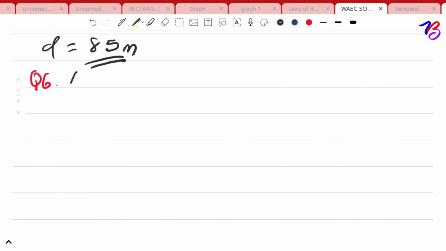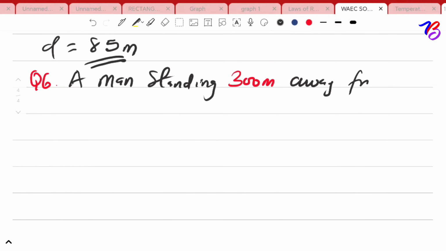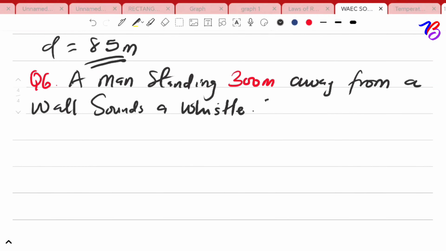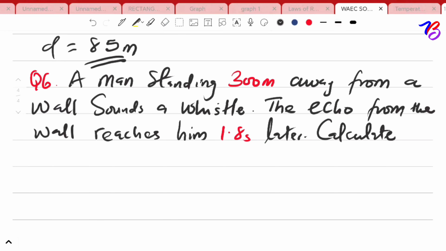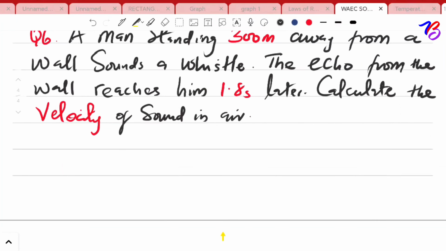Hello guys, here's another question. A man standing 300 meters away from a wall sounds a whistle. The echo from the wall reaches him 1.8 seconds later. So the question is, calculate the velocity of sound in air.